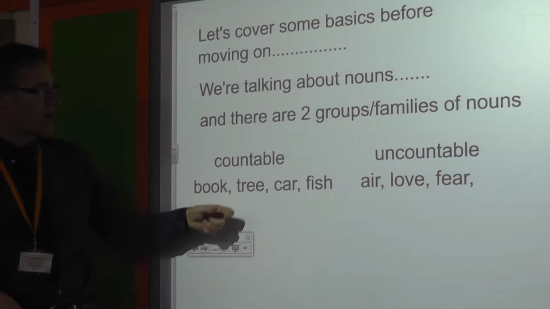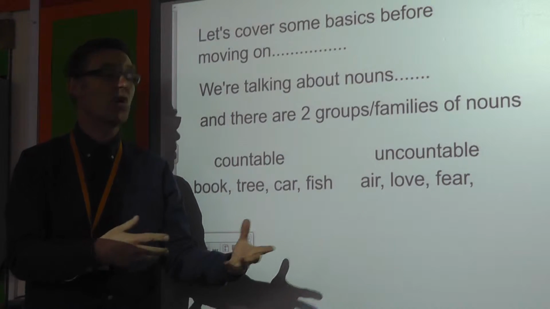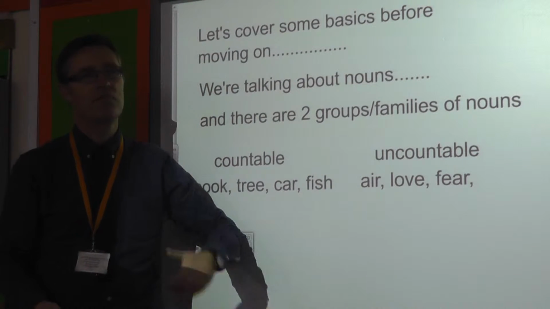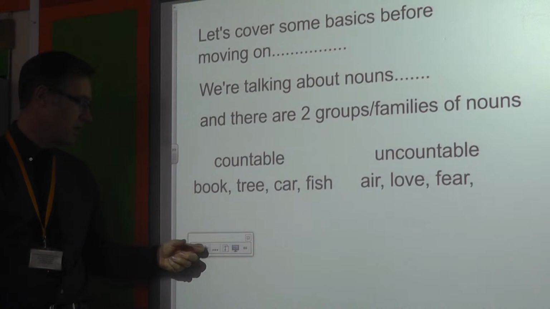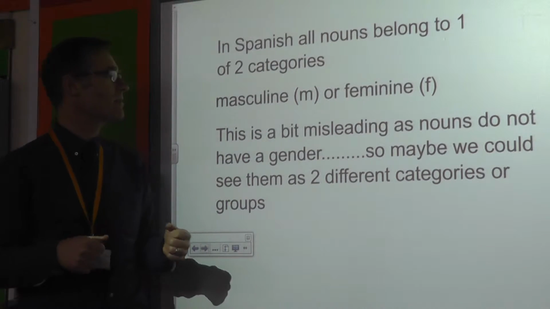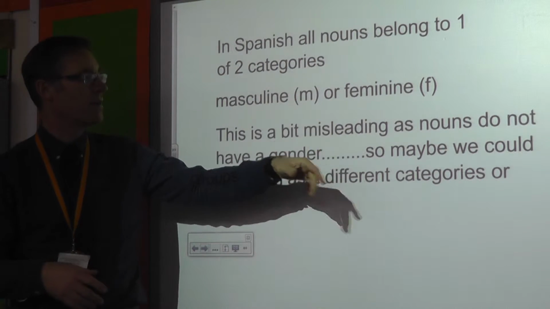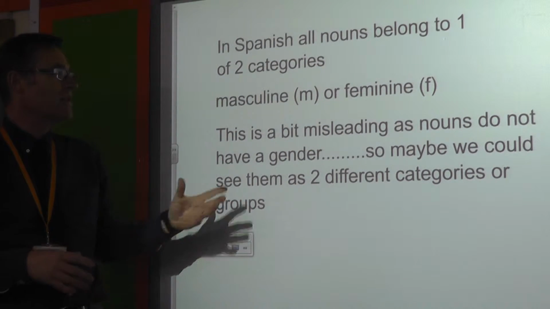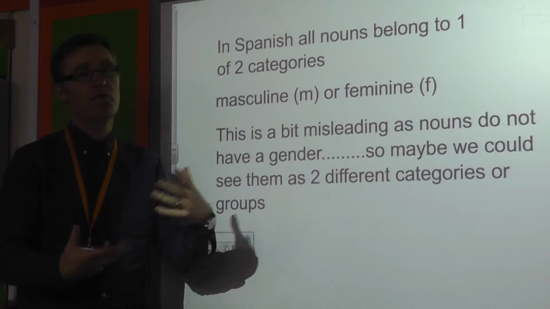So we've got book, tree, car, fish, things which are countable or tangible. And then the other side of the coin, we've got these uncountable things that we can't see, things we can't touch: air, love, fear. The list is endless. So, what does that all mean to us when we're learning Spanish? Well, in Spanish all nouns belong to one of two categories or groups. They're either masculine, and you'll see a little M in the brackets, or feminine, a little F in the brackets when you look up a word in a dictionary or in something like WordReference. But this is a bit misleading, as nouns do not have a gender. They are not gender specific, but they do fall into these two categories.